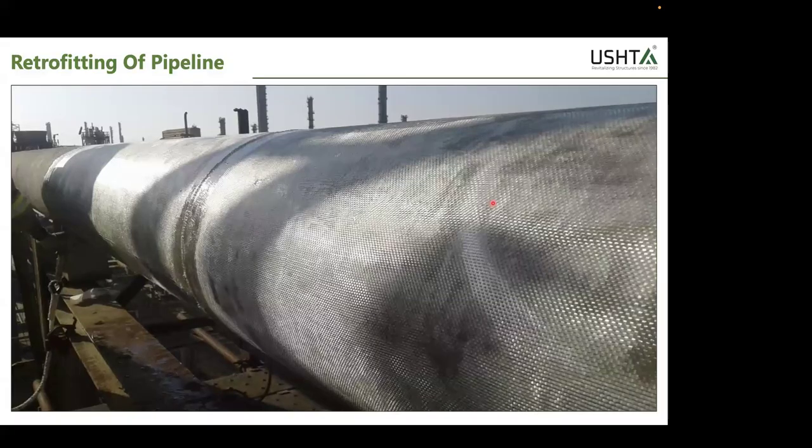After this first layer, we had to undergo a holiday test. In a holiday test, what they do is they pass a spiral ring, and there is a current passing through that ring. So if there is any gap between my fiber and my pipe, there'll be a spark. So we know exactly that there is some gap. It'll be treated. We'll have an indication. So it should be 100% holiday free, the first layer. And then you can go with multiple layers of carbon.